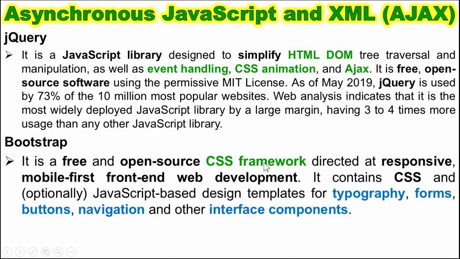jQuery is a JavaScript library designed to simplify HTML document tree traversal and manipulation, as well as event handling, cascading style sheet animation, and Ajax. It is free, open source software using the permissive MIT license. As of May 2019, jQuery is used by 73% of the 10 million most popular websites. Web analysis indicates that it is the most widely deployed JavaScript library by a large margin, having 3 to 4 times more usage than any other JavaScript library.